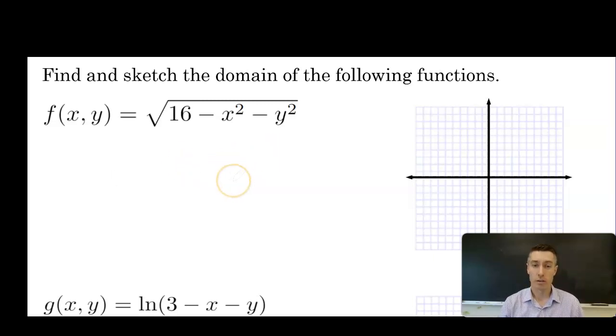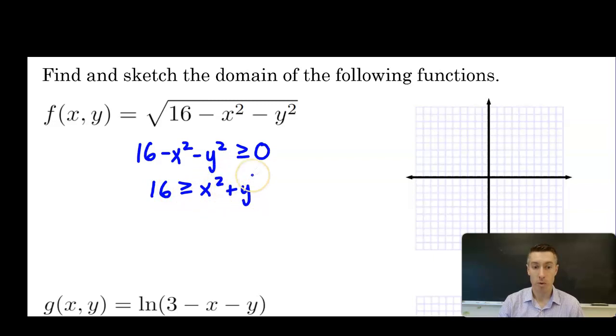All the restrictions follow from single variable functions. So the first function, f of x y, being equal to the square root of 16 minus x squared minus y squared. So the values inside, or the radicand, has to be greater than or equal to 0. So 16 minus x squared minus y squared has to be greater than or equal to 0, which if we move the squared terms over, 16 is greater than or equal to x squared plus y squared. Okay, so that's a circle of radius 4.